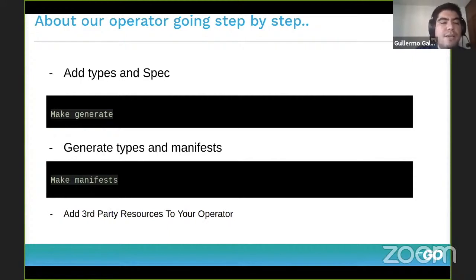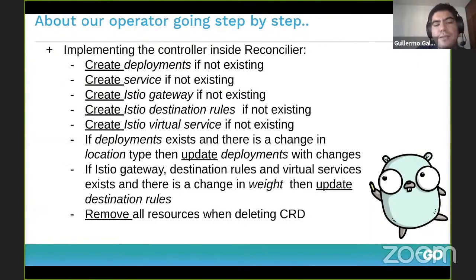In this case, we are going to be implementing Istio also. So you are going to need to also add a third-party resource, which is very easy. We already saw in the example that I gave you where we only add the scheme. And well, these are the steps for creating a controller.